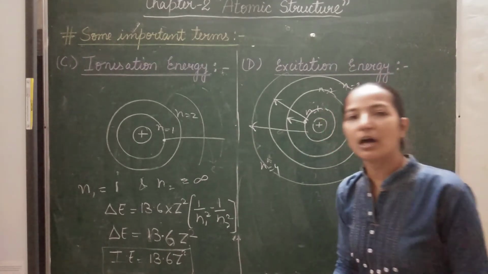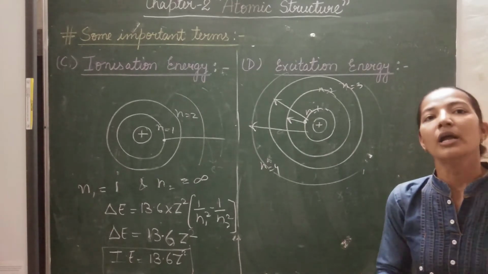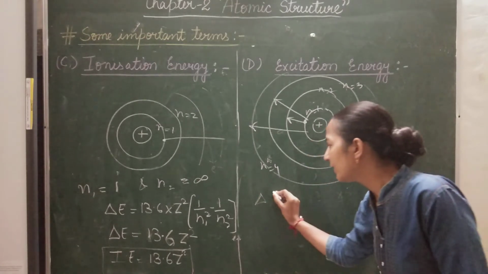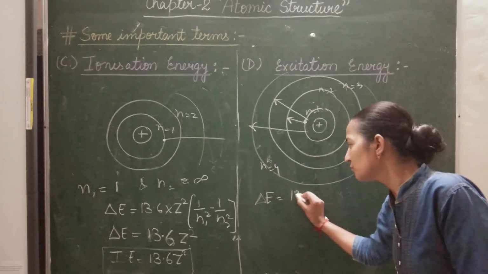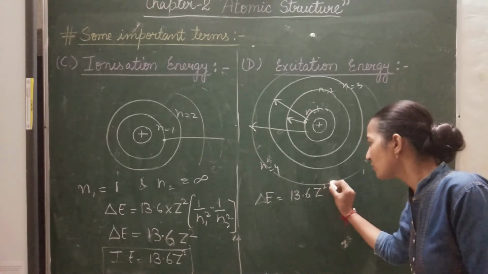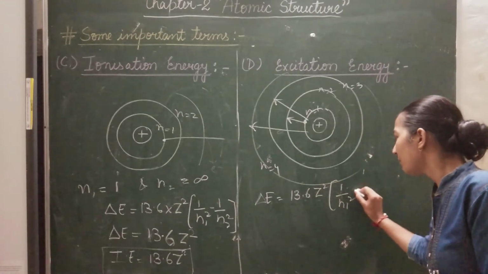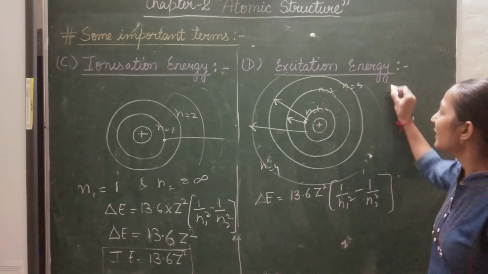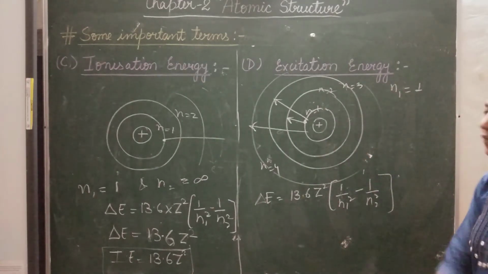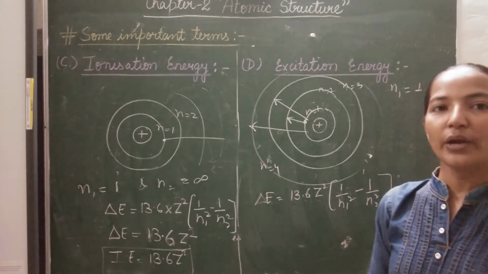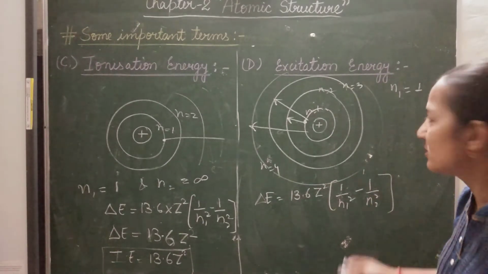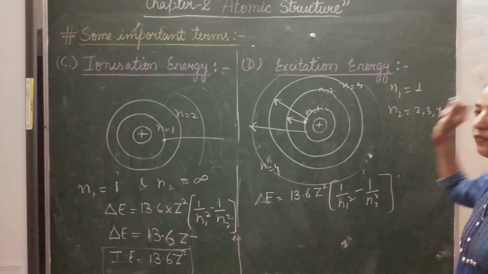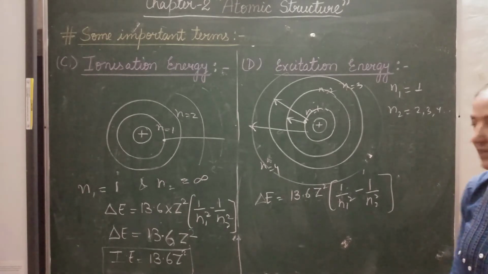So to calculate the amount of energy required to excite an electron, delta E is equal to 13.6 Z square into 1 upon n1 square minus 1 upon n2 square. This is the formula. For excitation energy, the value of n1 will always be 1, because the electron is excited from the ground state to other states, and the value of n2 will be 2, 3, 4, 5, and so on, in which the electron is excited.